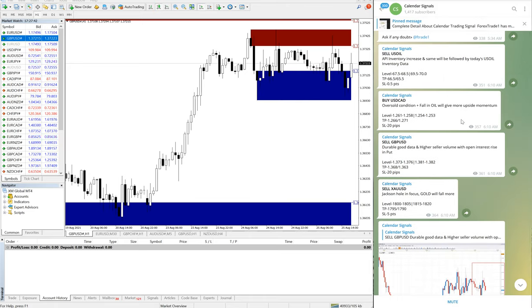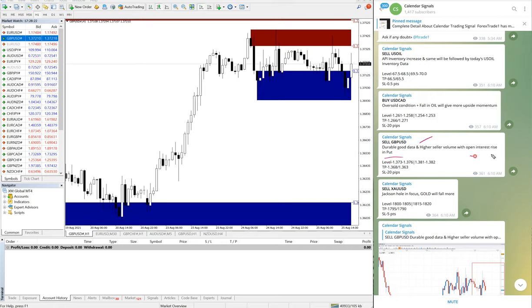So first we will see the performance of GBPUSD. Here is the GBPUSD signal: Sell GBPUSD. Whenever we are giving a signal, any pair buy or sell, we are also giving the reason why we are giving this particular pair buy or sell. In this case, we have given sell GBPUSD. The reason is durable goods data and higher seller volume with open interest rise. These are all the reasons we predicted that GBP value will go down against the US dollar.